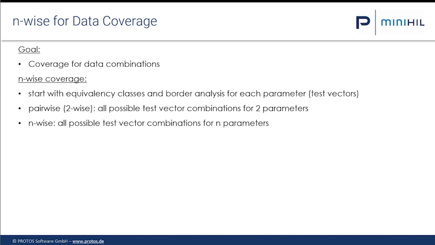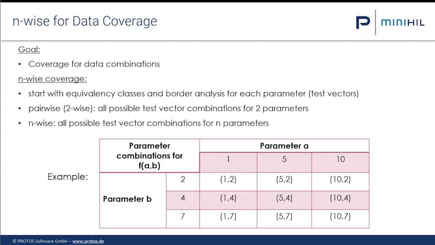We start with equivalence classes and boundary analysis for each parameter, as test vectors. Pairwise, or two-wise, covers all test vector combinations for 2 parameters, and n-wise covers all combinations for n parameters. As an example, if you have parameter A with 3 different values and parameter B, you would need 9 test cases to cover all those combinations.